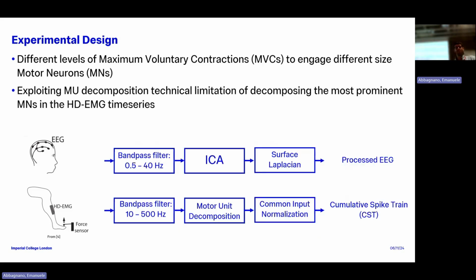For the EEG, we bandpass filter the data. We apply independent component analysis to remove some artifacts. We apply the surface interpolation, and that gives us the processed EEG, particularly using the CZ channel. And for the EMG, instead, we bandpass filter with the motor unit decomposition to get the cumulative spectrum, and this common input normalization, which if you want, you can learn more about directly in the paper that is online.